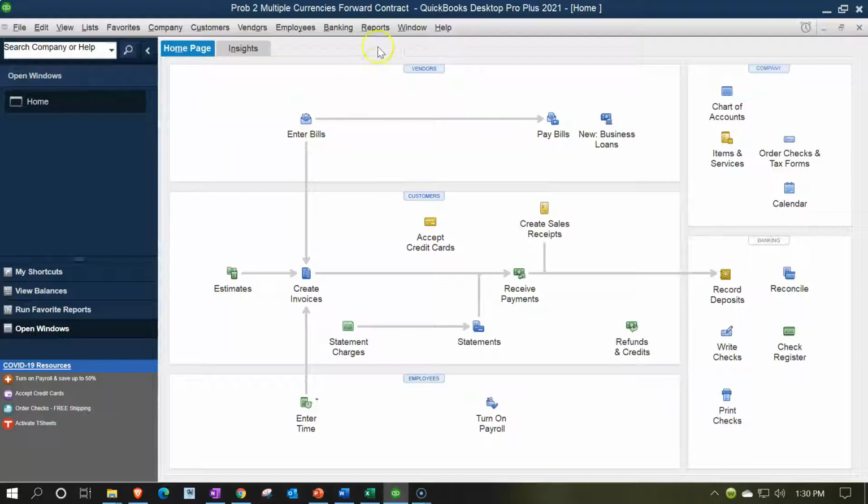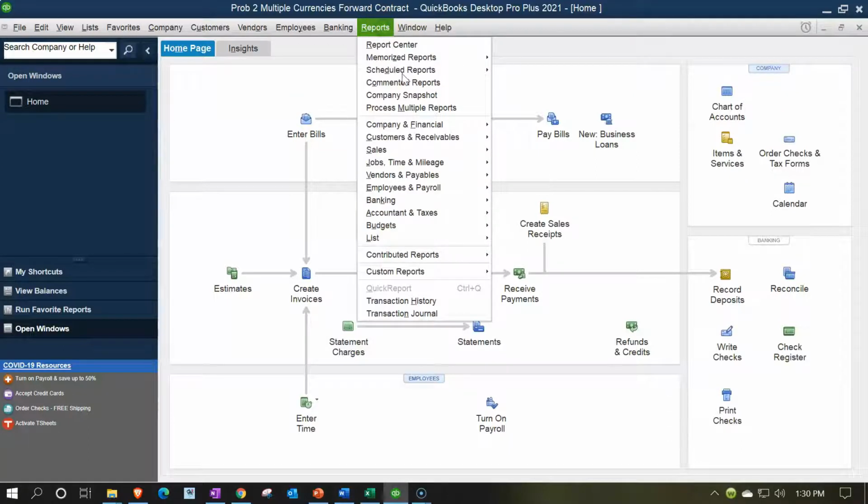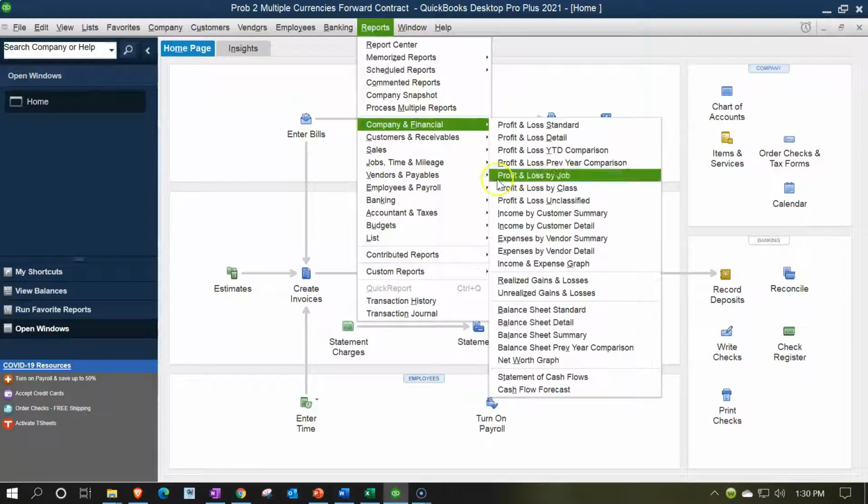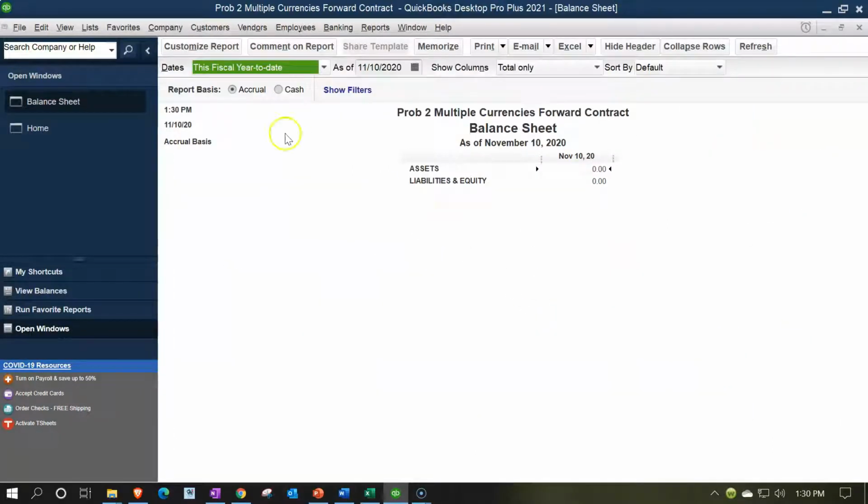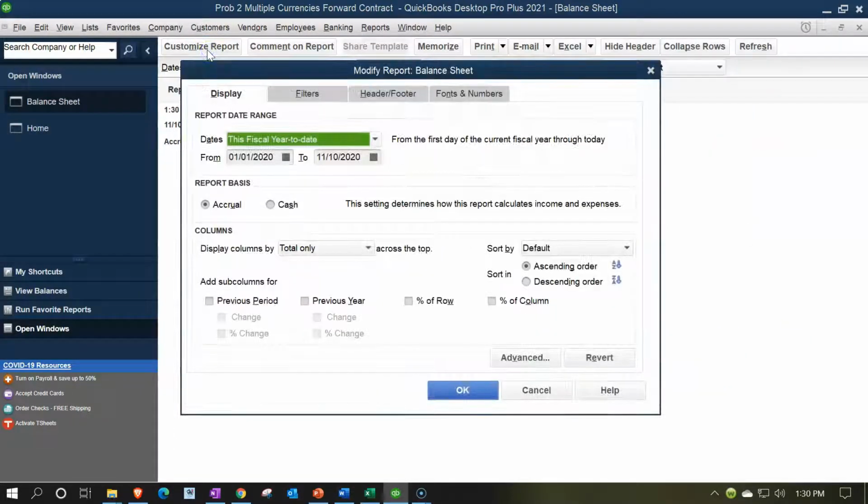Let's take a look at it, looking at the balance sheet, going from the Reports dropdown, Company and Financial, taking a look at the Balance Sheet Standard. Changing the dates in the customized reports from 01/01/21 to 12/31/21, and then OK.